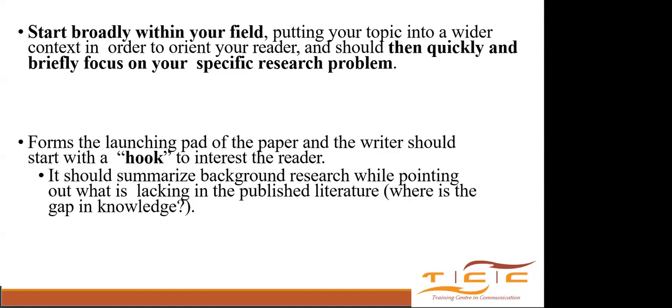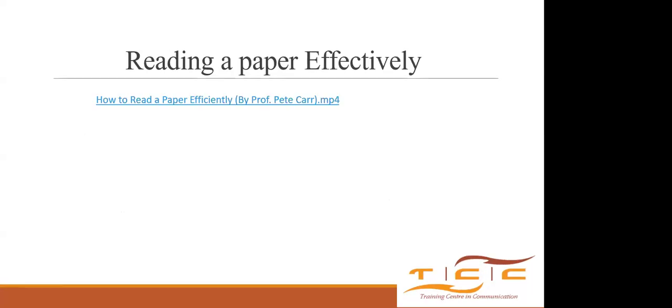And then you bring it down, very quickly, and focus on microbial resistance among people living with diabetes, for example. Then you need to explain why you chose those people, what is still not known about them, what has been done so far, all that. But you need to start broad and then narrow down, okay? It should summarize the background research while pointing out what is lacking in the published literature. Where is the gap in knowledge? I think the background needs to bring that out very clearly.